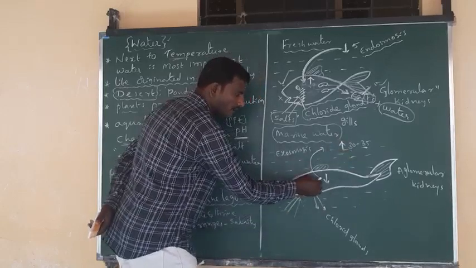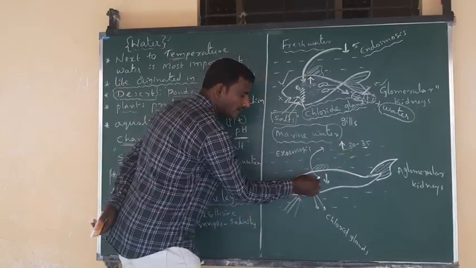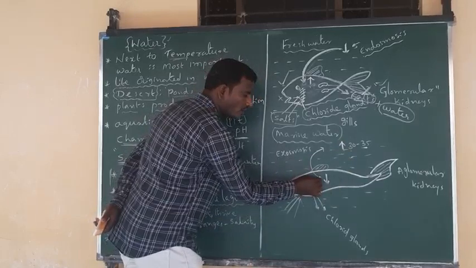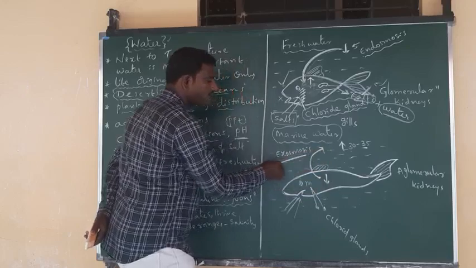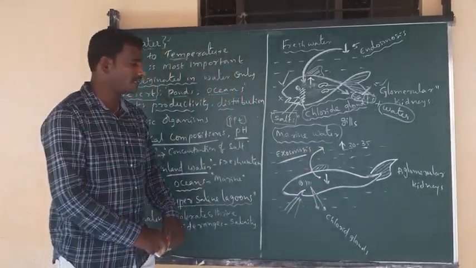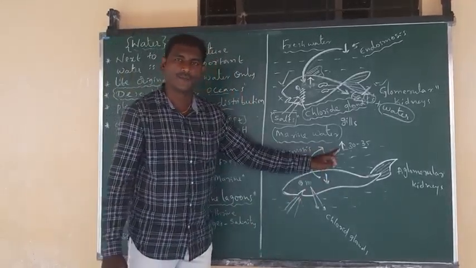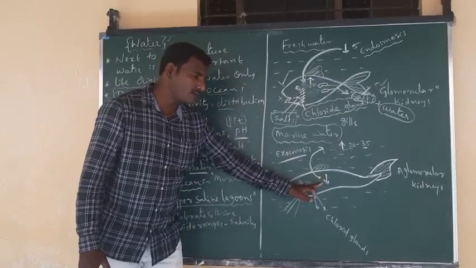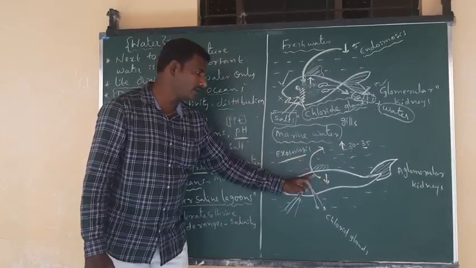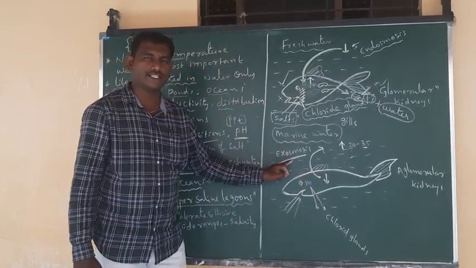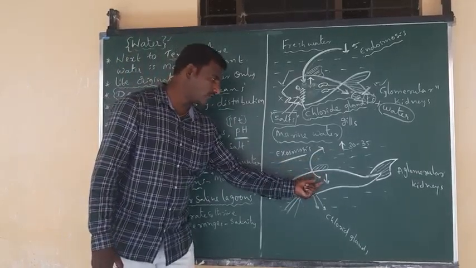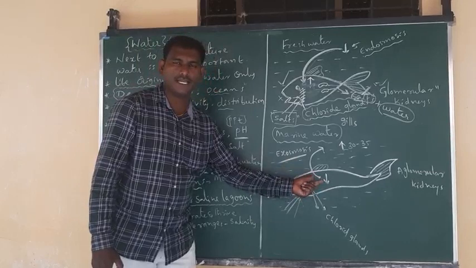Here what happened? The water from the body is going to be eliminated by the process called exosmosis, from lower concentration to higher concentration. Here water from the body is being eliminated. Now this process is called exosmosis. Because of this exosmosis, the water quantity of the body is going to be eliminated.